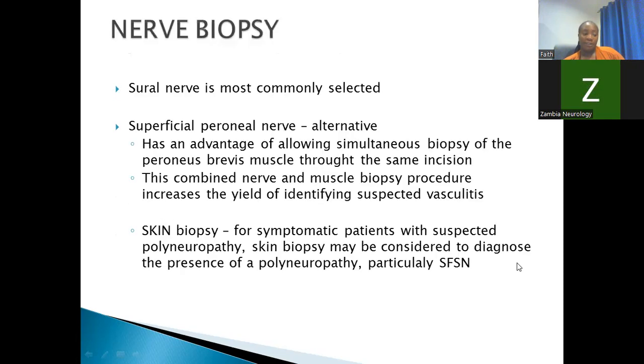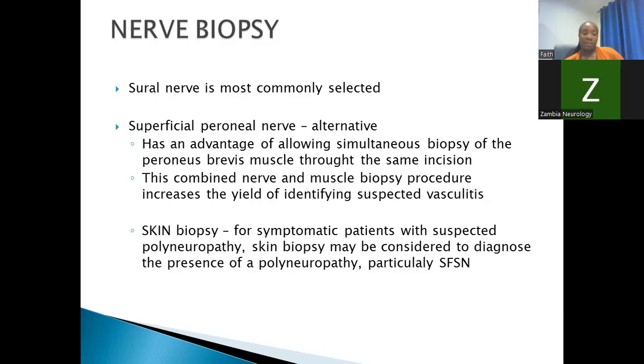A nerve biopsy is also another investigation that can be attempted when investigating for peripheral neuropathy. It's not routinely done. There are specific indications when one would want to do a nerve biopsy. But in a case that it's actually indicated, the sural nerve is most commonly selected for easy accessibility. But another nerve that could be an alternative is the superficial peroneal nerve.